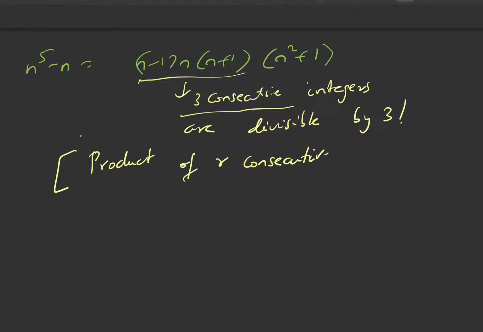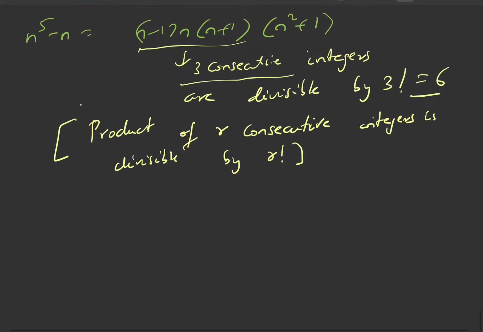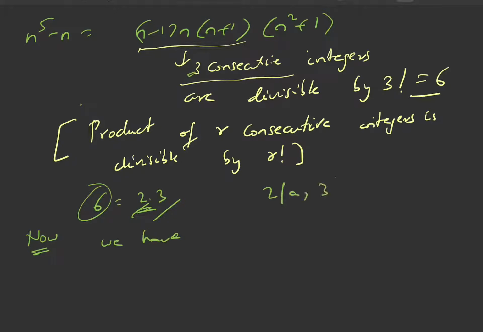This we have learned in the fundamentals. Product of r consecutive integers is divisible by r factorial. So this is divisible by 3 factorial, which is 6. So I have proved that this is divisible by 3 and also 2, right? Because 6 is nothing but 2 into 3. So 6 is a factor, means 2 is a factor and 3 is a factor. Now finally, we have proved that 2 divides A and 3 divides A. So we have to prove 5 divides A. Okay, so let us prove that 5 divides A.